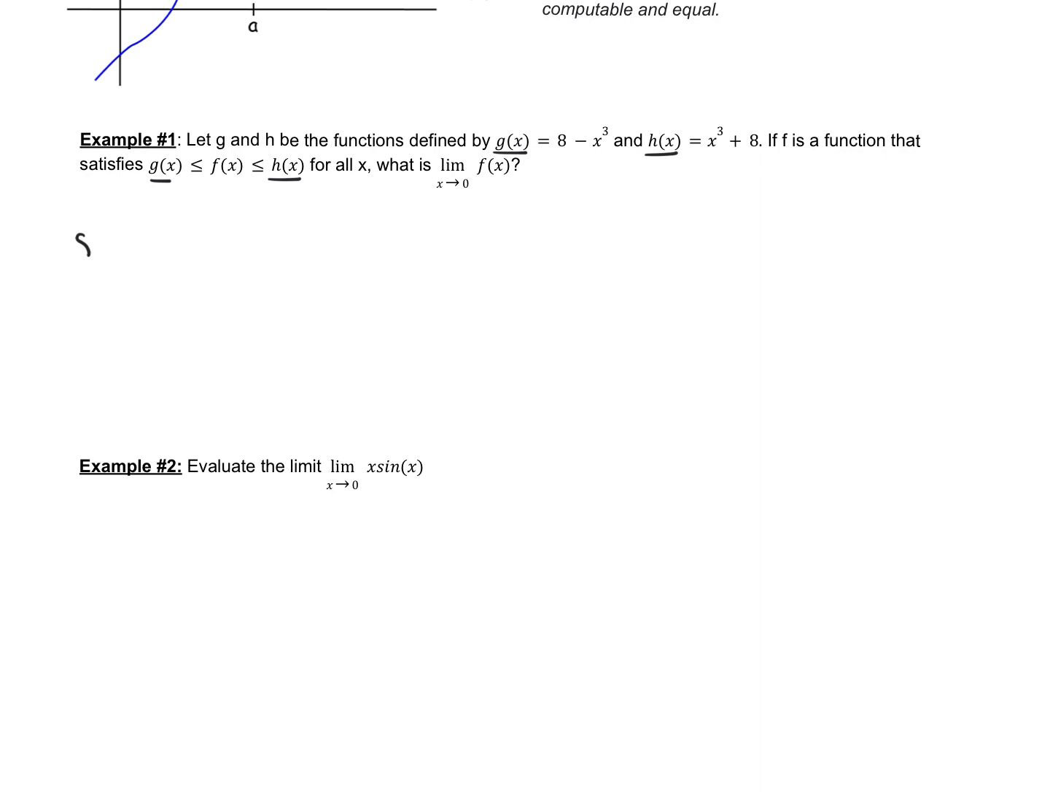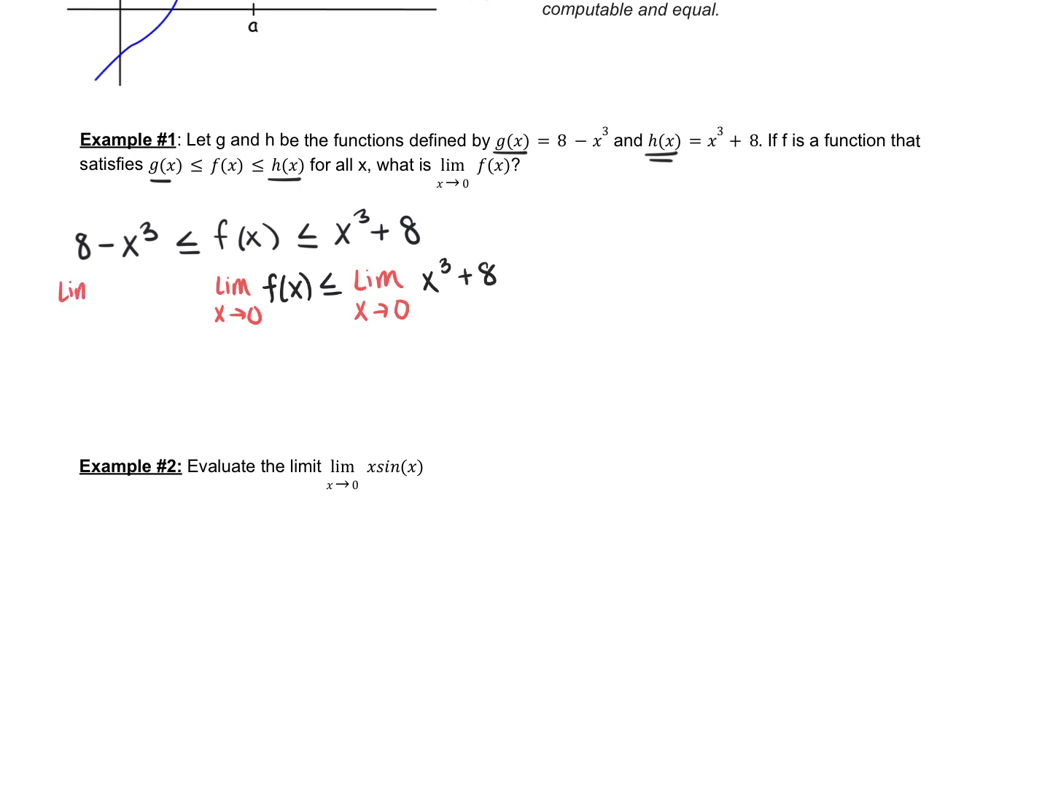We know that g of x is 8 minus x to the third. We don't know what f of x is. And we know that h of x from over here is x to the third plus 8. Now, the goal is to find the limit as x approaches 0 of f of x. So basically what I can do is add in the limit as x approaches 0 of f of x here. Whatever I do to one piece of the inequality, I have to do to all of the pieces. So I'm going to add here the limit as x approaches 0 of x to the third plus 8. And then over here, the limit as x approaches 0 of 8 minus x to the third.